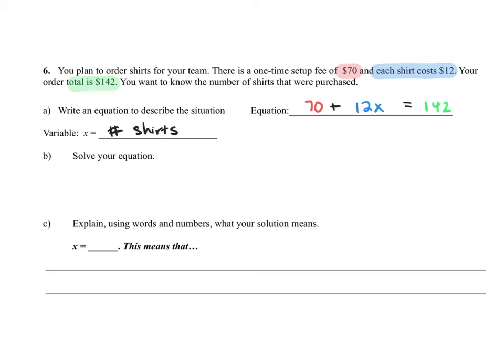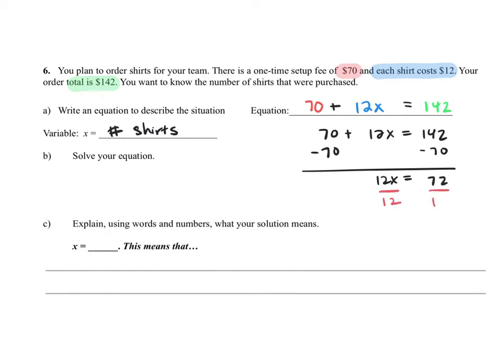Now I'm ready to solve that equation. This is a two-stepper. And so my first step to solving this equation, remember I'm going to go reverse PEMDAS. So I'm going to minus 70. 12x will equal 72. Divide by 12. And so x would equal 6. That's my solution.